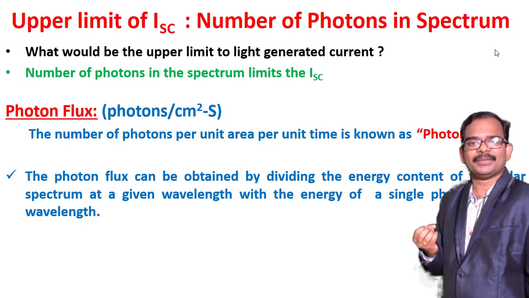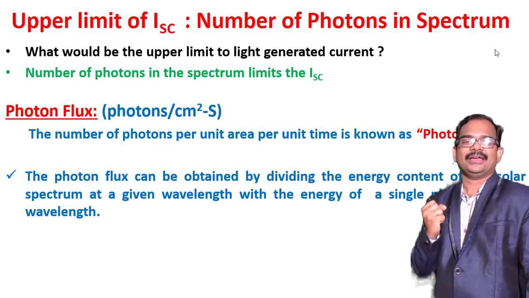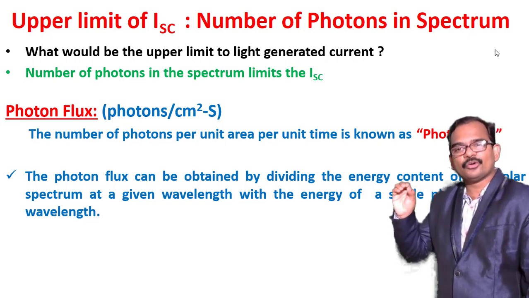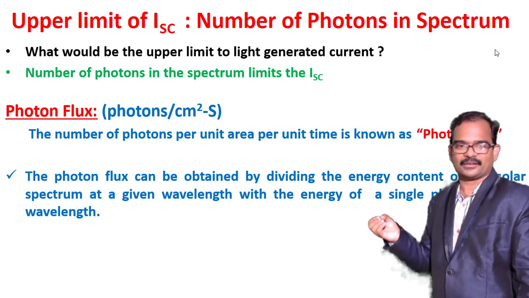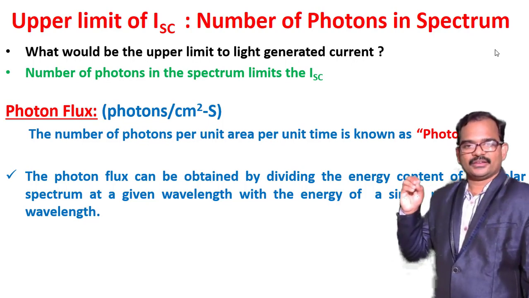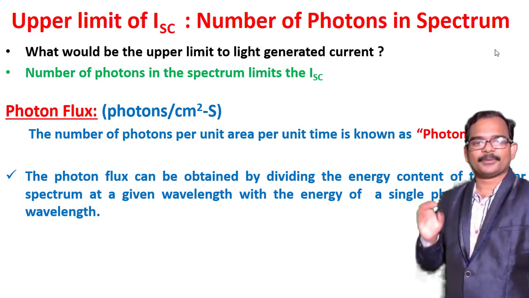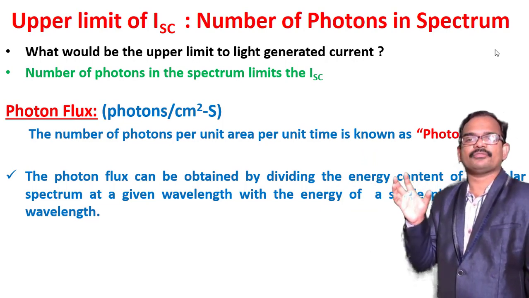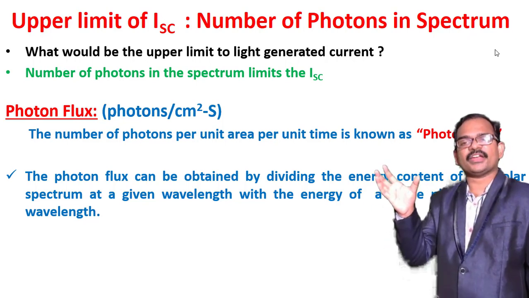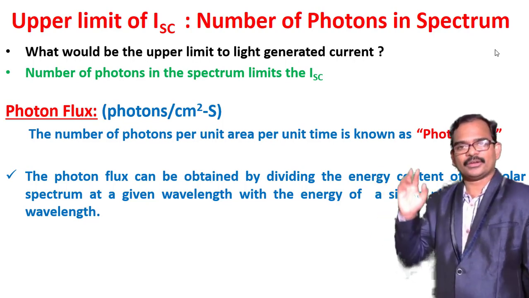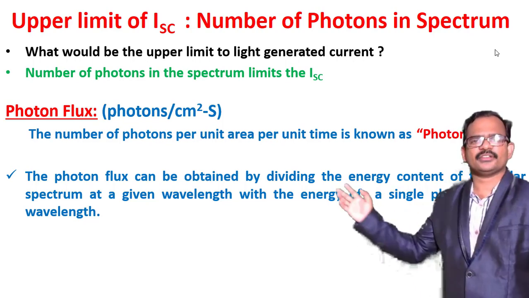The photon flux can be obtained by dividing the energy content of the complete solar spectrum at a given wavelength by the energy of a single photon at that wavelength. Quite tricky. So what is it? It's very simple. The number of photons is equivalent to the total energy of the solar spectrum divided by the energy of a single photon. If the spectrum consists of n photons, then n times the energy of a single photon divided by the energy of a photon gives you n, which is the number of photons.